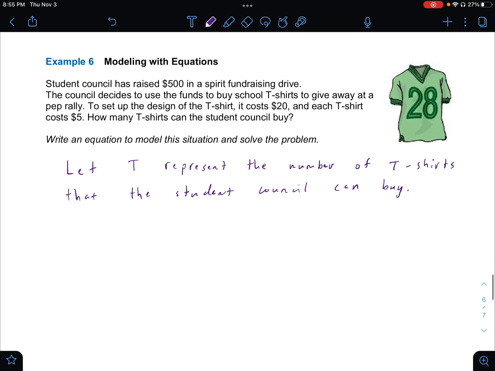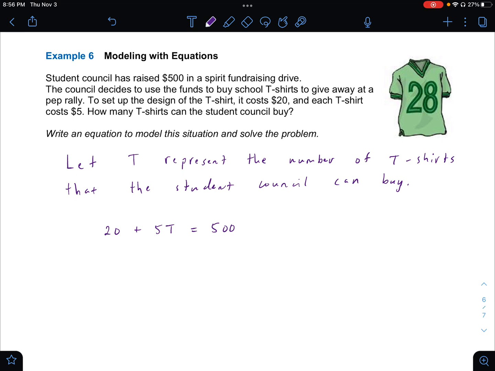And so now we can try to come up with our equation. So we know that they have to pay $20 for the design. And they also have to pay $5 for every t-shirt. So we can write 20 plus 5t, or 5 times t, is equal to, and in total, they have $500 to spend. Okay, so 20 plus 5 times t is equal to 500 would be an equation that models this situation.